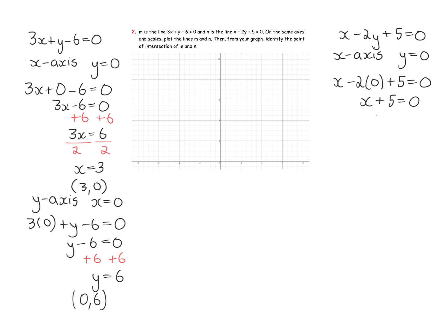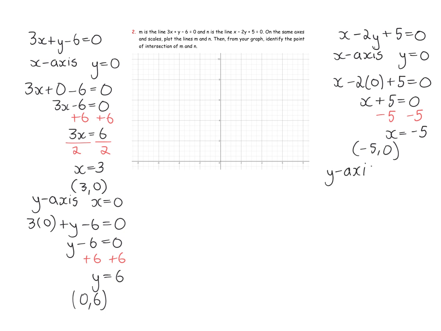We need to get the x by itself, so we can subtract 5 from both sides. That will leave us with x equal to minus 5. So the point where this line crosses the x-axis is (-5, 0). And the point we then need to figure out is where it crosses the y-axis.